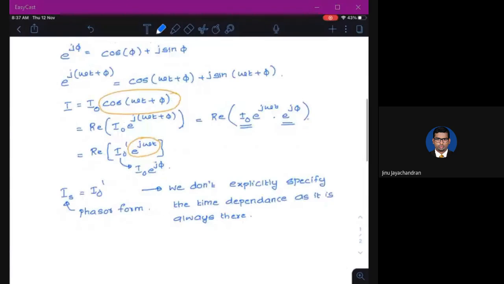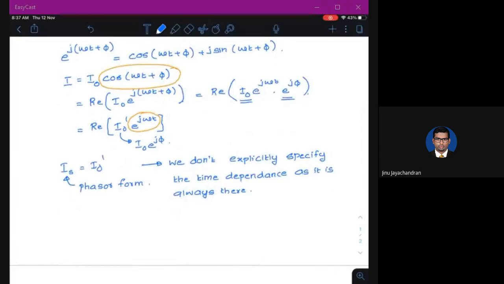So you don't want to specify every time that there is e raised to j omega t, I is equal to I0 e raised to j omega t. When you do some operations, again, you don't specify e raised to j omega t. You don't need that. You just say that I have a phasor form in which I know the time independent part. So this is just to give an example.